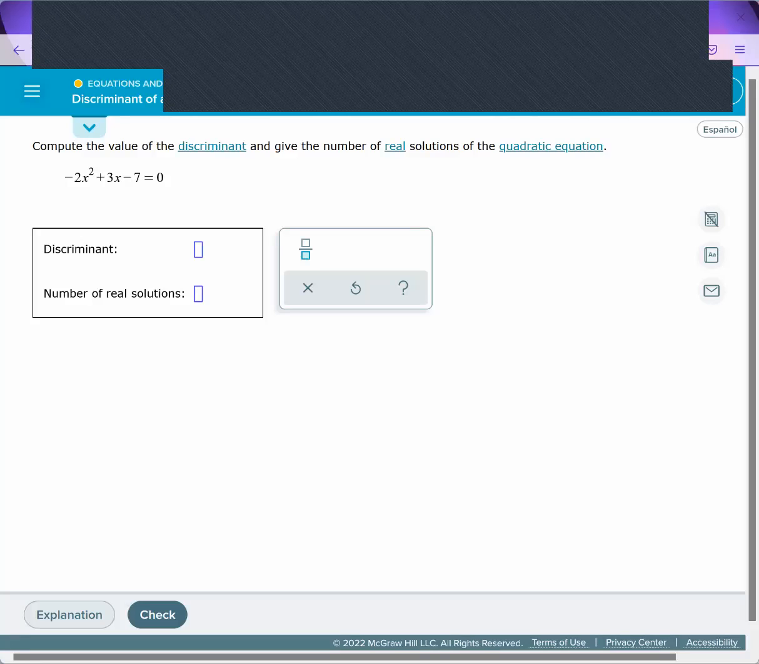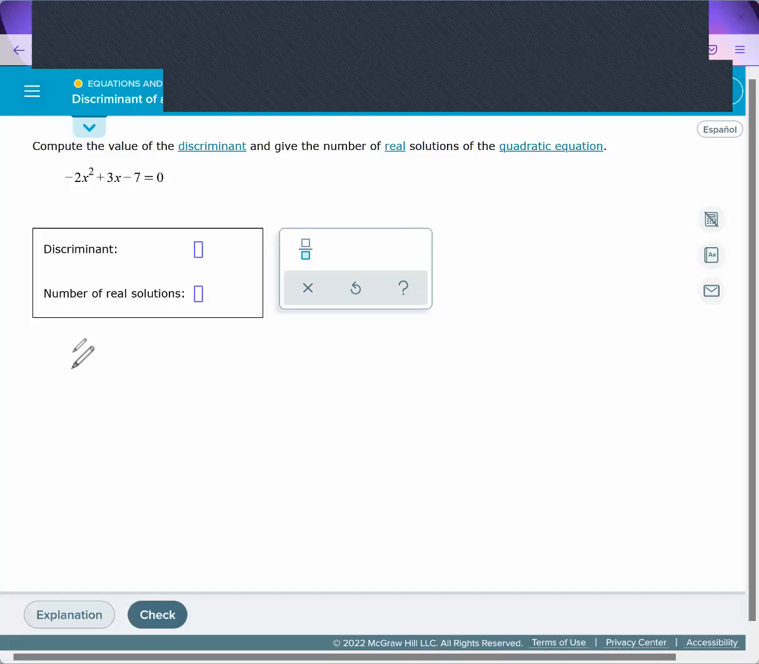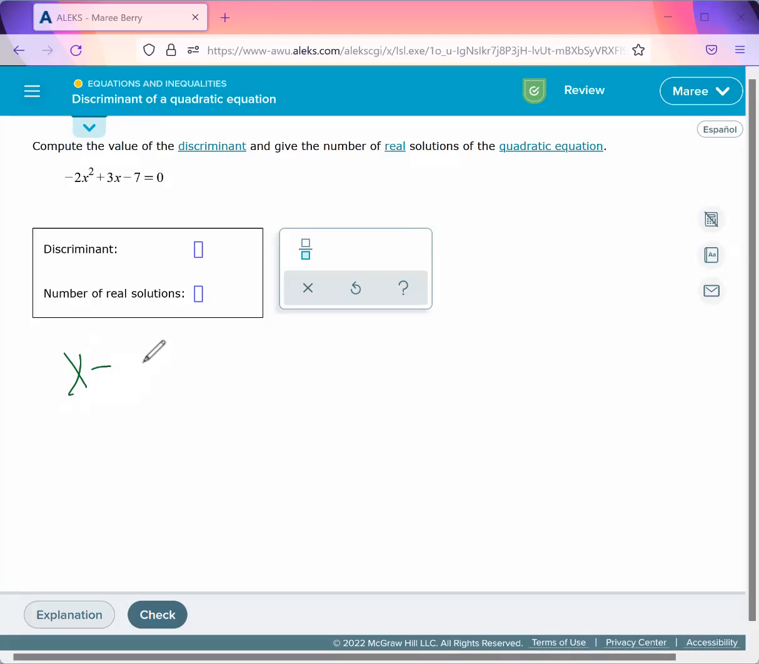So today we're going to talk about the discriminant of a quadratic equation. The discriminant is part of the quadratic equation. Do you remember the quadratic equation? It's x equals negative b plus or minus square root of b squared minus 4ac all over 2a. So the discriminant is the part under the square root sign.